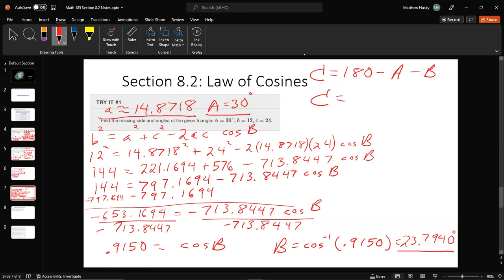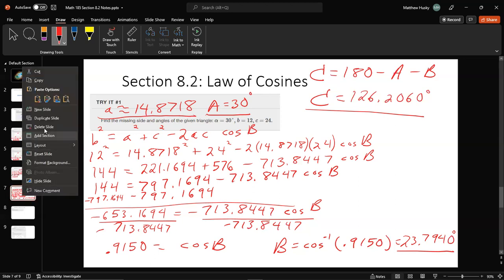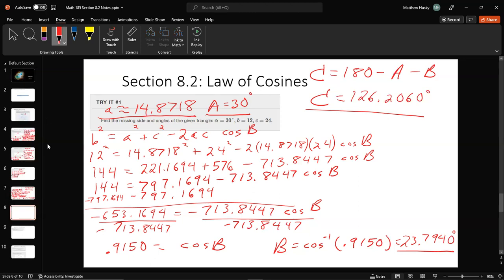So 180 minus 30 degrees minus the angle I just found is going to work out to be 126.2060. And that is also in degrees. So last but not least, what we can do is write this a little more concisely and neatly. So let's go ahead and do that. Let's erase some of this stuff here.